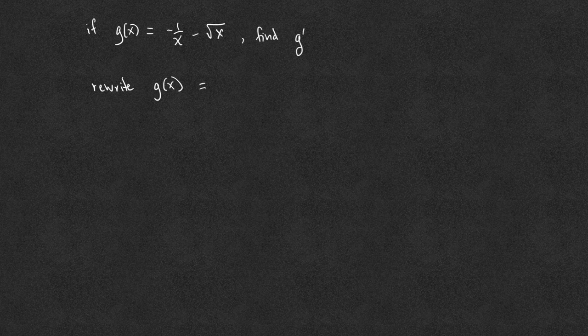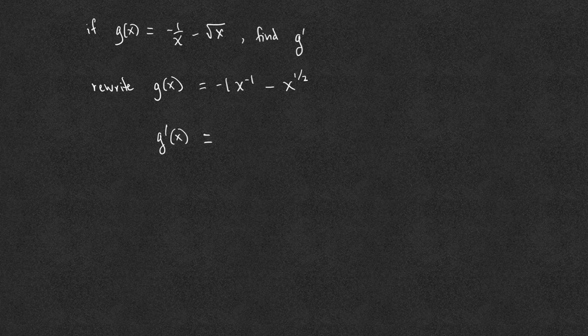Negative 1 over x can be rewritten as negative 1 x to the negative 1 power, and minus the square root of x is x to the 1/2 power. Both of these terms are powers, so we can find the derivative, which we now write as g prime of x.